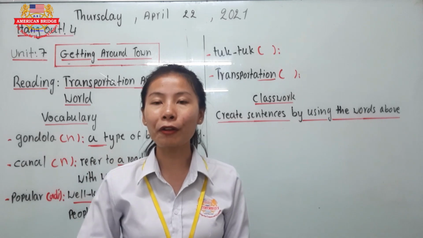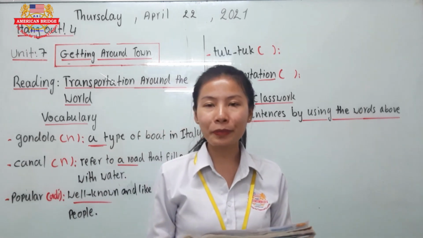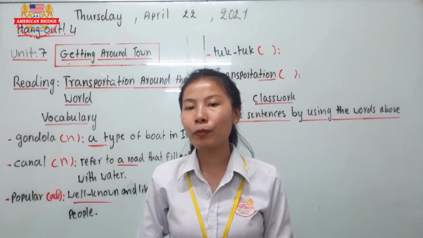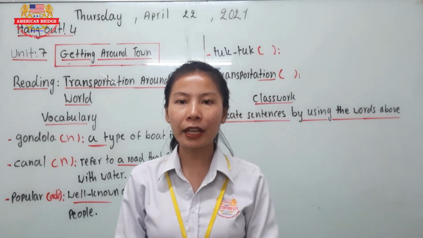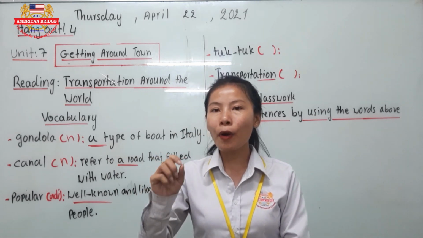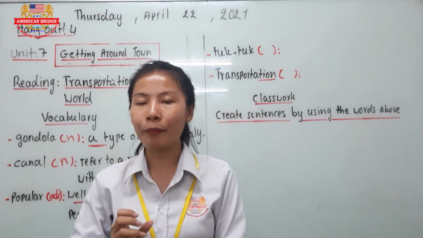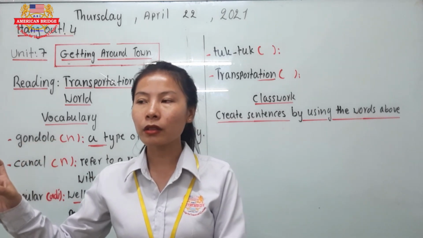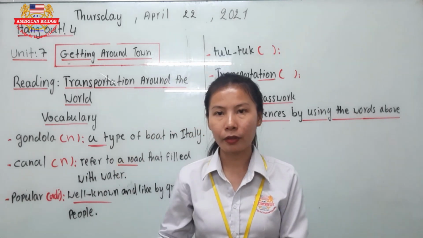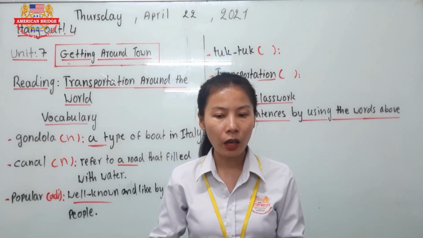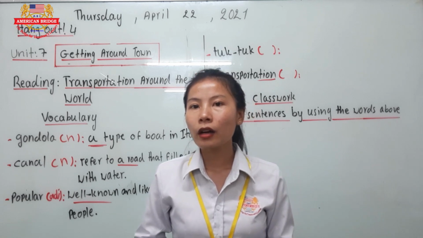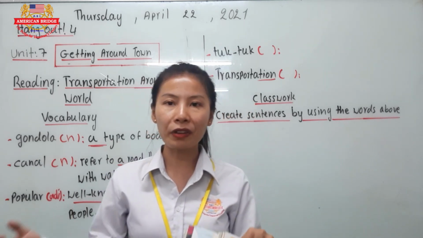As I mentioned already, a canal refers to a road that is filled with water. A canal is like a road, except it is filled with water. It means that the people who live in Venice, Italy, cannot go anywhere by bike, by car, or by motorbike. When they want to move from one place to another, it's not like in Cambodia, where we have to use our car or motorbike to ride on the road. But in Venice, they ride a boat in order to go somewhere. So this is one of the popular places in Italy that tourists like to visit, to see how people can live without roads, only with canals filled with water.